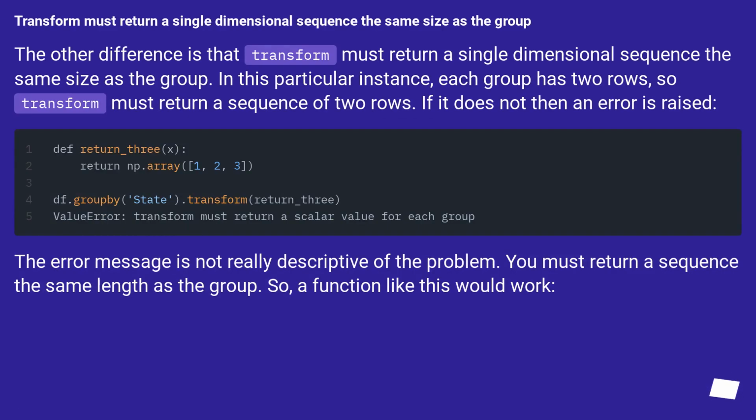Transform must return a single-dimensional sequence the same size as the group. The other difference is that transform must return a single-dimensional sequence the same size as the group. In this particular instance, each group has 2 rows, so transform must return a sequence of 2 rows. If it does not, then an error is raised. The error message is not really descriptive of the problem. You must return a sequence the same length as the group. So, a function like this would work.